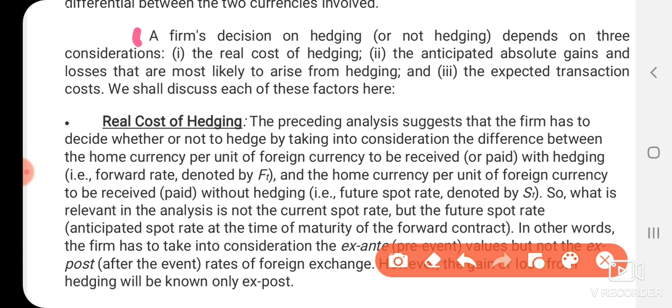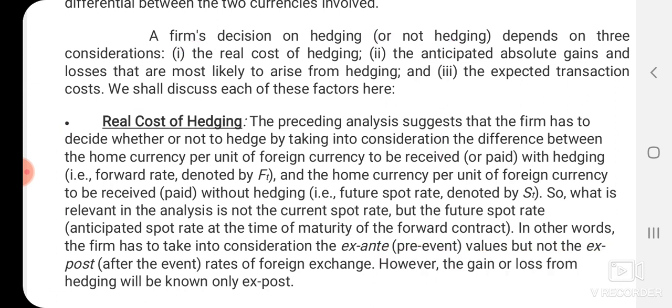Okay, another thing he is saying is that a firm's decision on hedging or not hedging, whether it is risk minimization or not, depends upon three considerations. The first one is the real cost of hedging. The next one is the anticipated absolute gains and losses that are most likely to arise from hedging. The next one is the expected transaction cost, which we can discuss in depth here.